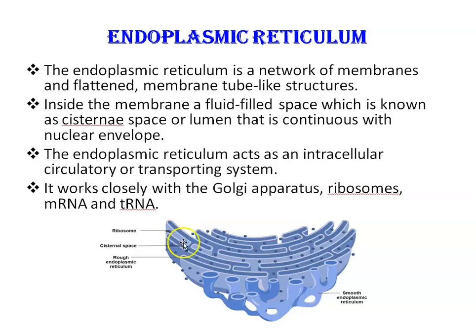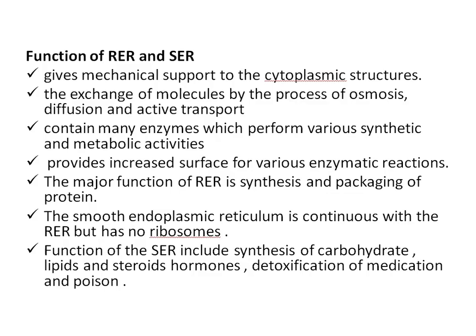These small dot-like structures are called ribosomes. When ribosomes are attached to the surface of endoplasmic reticulum, it is called rough endoplasmic reticulum. When no ribosomes are present on the surface of endoplasmic reticulum, it is called smooth endoplasmic reticulum. Function of rough endoplasmic reticulum and smooth endoplasmic reticulum.